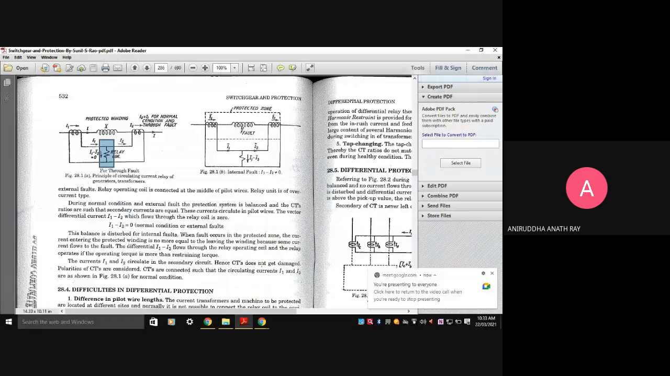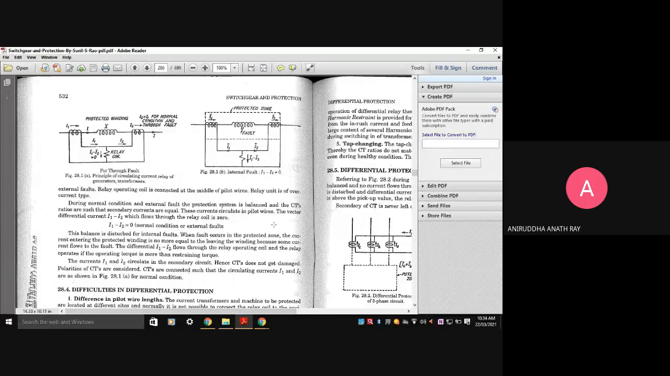So the vector differential current I1 minus I2, which flows through the relay coil, is zero. What happens is this: during normal conditions and external faults, the protection system is balanced and the CT ratios are such that the secondary currents are equal. These currents circulate in the pilot wires, so the vector differential current I1 minus I2 through the relay coil is equal to zero. That indicates normal conditions or external faults.